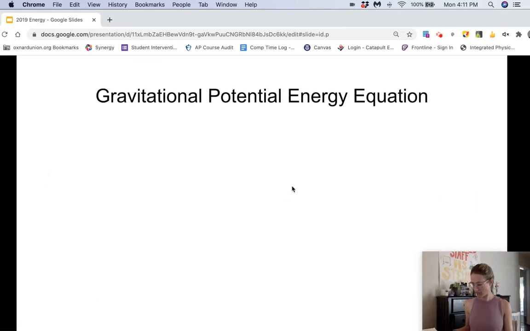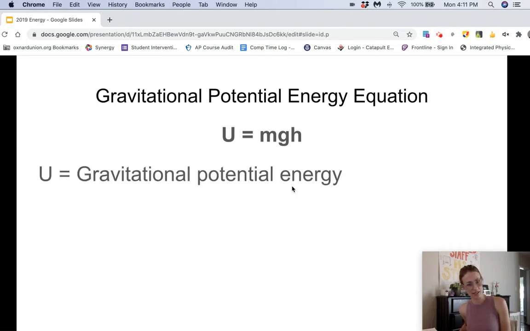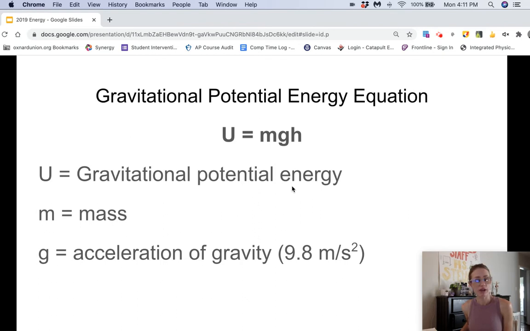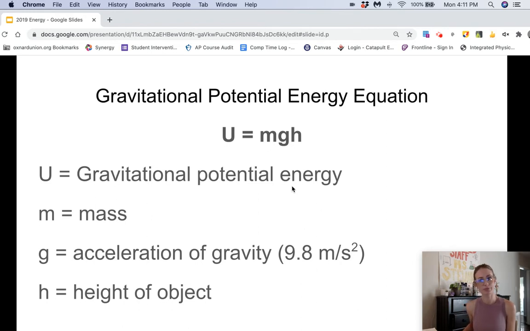The gravitational potential energy equation is U = mgh, where U is the gravitational potential energy, m is the mass of the object, g is our acceleration of gravity on Earth, which is 9.8 meters per second squared, and h is the height of the object. So we can see that the higher the mass and the higher the height, the higher the gravitational potential energy.